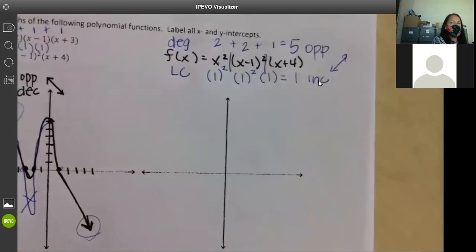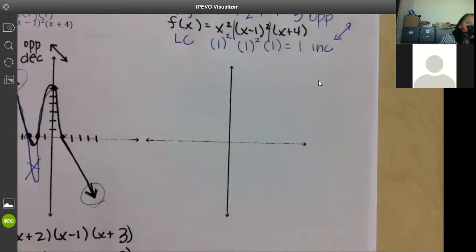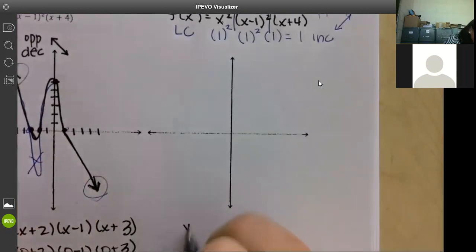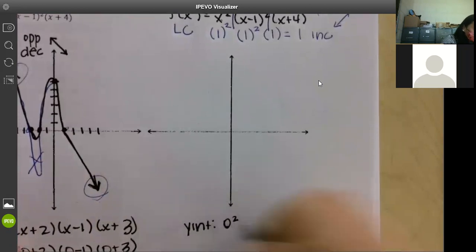Okay. The next thing that we're going to do is our x and y intercepts. I'm going to start with my y-intercept. It's the easiest, that's why I start with it. Plug in 0 for x.